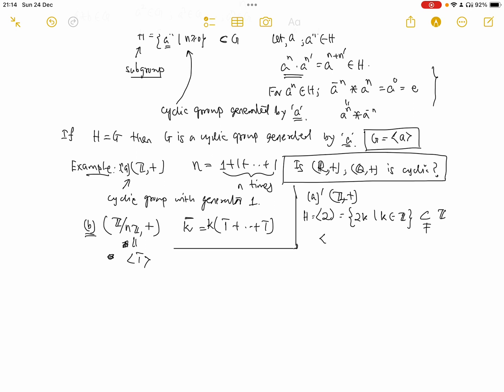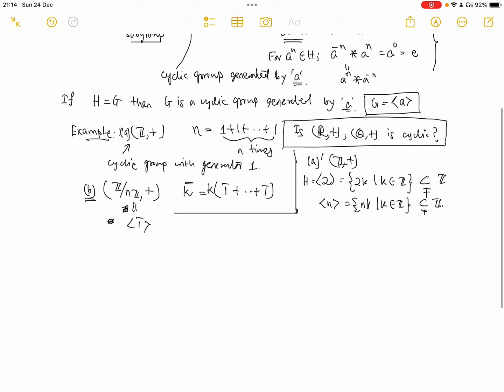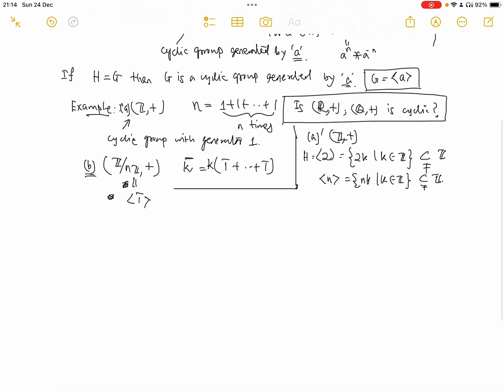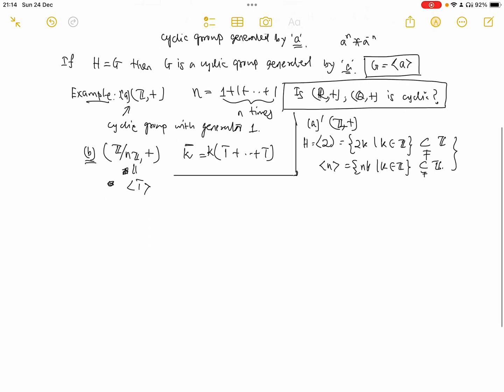Also, we can talk about any element n, and the subgroup generated is precisely the multiples of n. If n is 1, you get the entire group Z, otherwise you get something smaller. So we always have subgroups inside a group, like the cyclic subgroups.